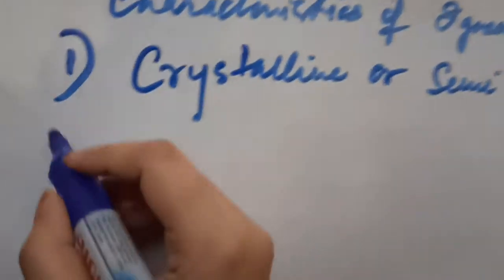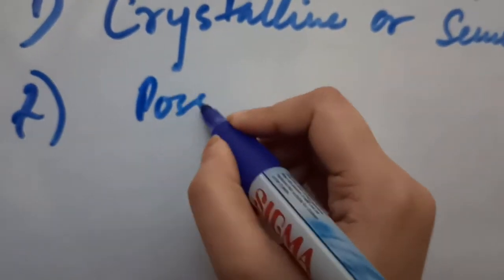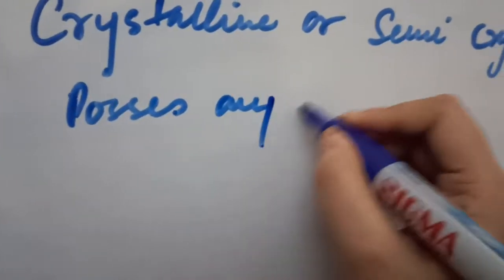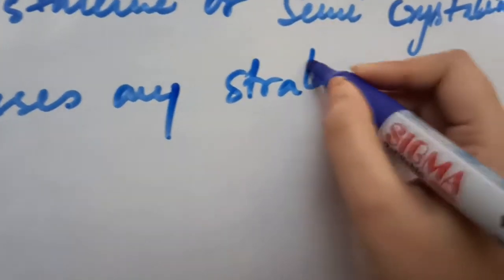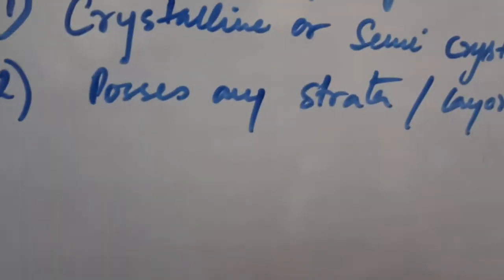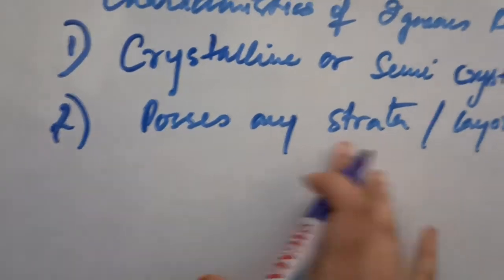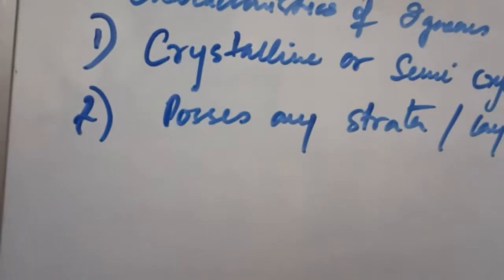this rock. Next is that this igneous rock does not possess any strata or layers, because this igneous rock has formed by the solidification of hot molten material. That is why they do not contain any strata or layers.